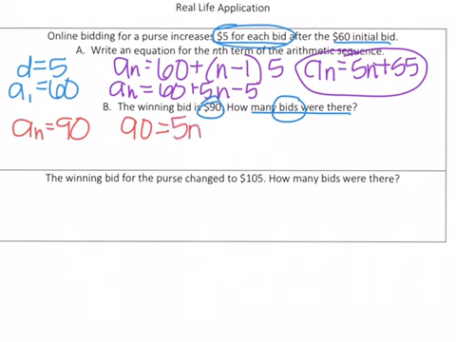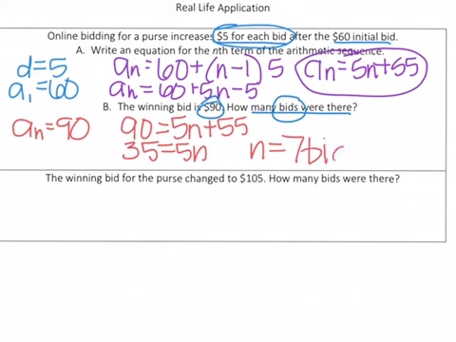So we have 90 equals 5n plus 55. So we go ahead and solve to find out how many bids that actually was. We subtract 55, which gives 35, equals 5n. And so what we end up getting is n equals 7. So it was 7 bids that got them to that $90 spot. All right. So go ahead and answer the next question. They're just asking, hey, the purse price is now $105 instead of $90. So how many bids were there?